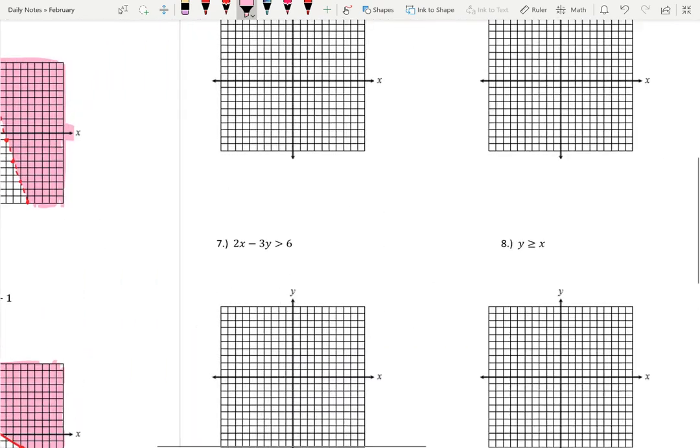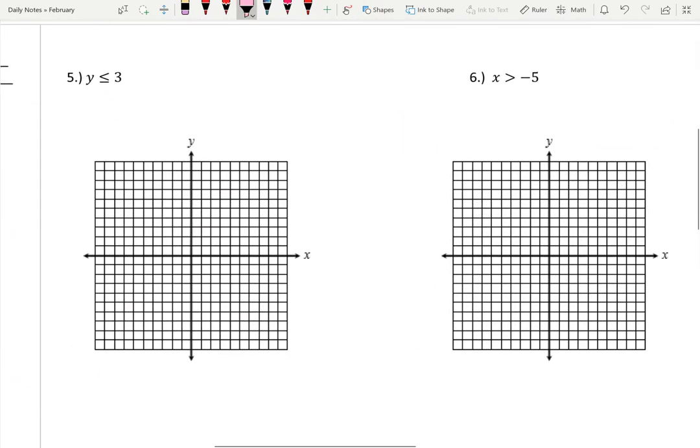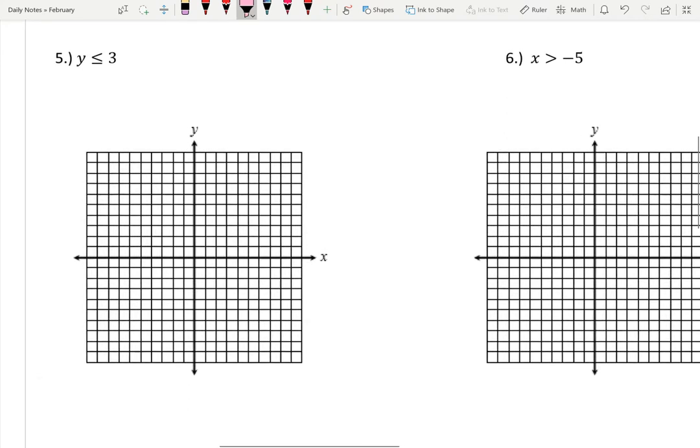All right, now, number 5 and 6. These are easy. Don't let them fool you, okay? You just have to remember how this works, okay? And remember this for the quiz.